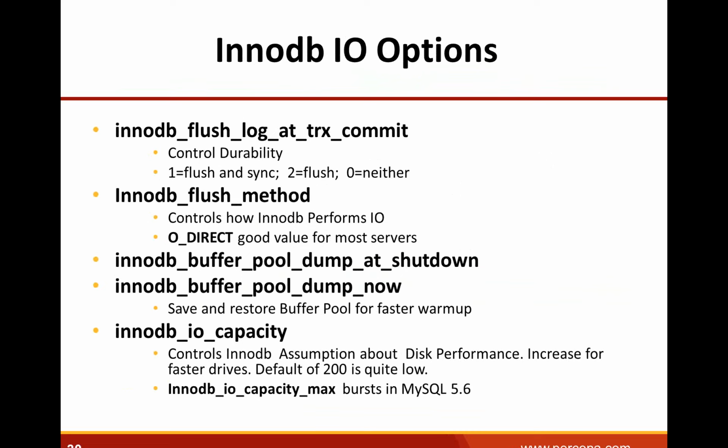InnoDB flush method is one of the most important things to control InnoDB I/O. We suggest O_DIRECT for most cases, which is unbuffered I/O, so InnoDB bypasses the OS buffer cache. In some cases, though, having the default provides better performance for certain workloads.